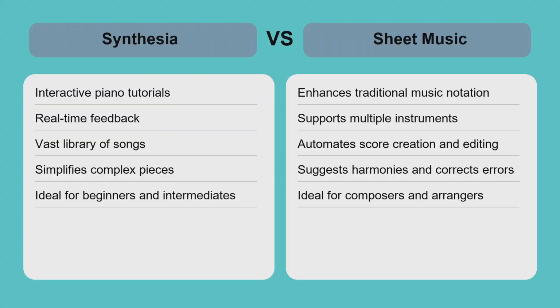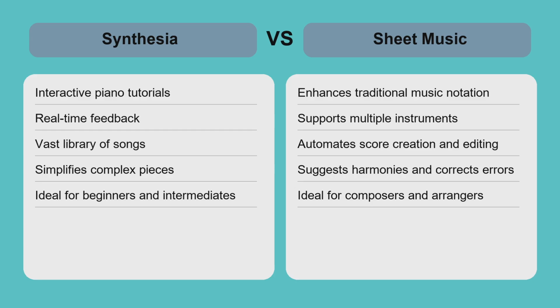Synthesia excels in teaching piano through interactive visuals, perfect for learners who want to play quickly without reading traditional scores. It trades detailed music theory for accessibility and real-time practice. Sheet music AI tools, on the other hand, prioritize notation accuracy and compositional depth, ideal for professionals needing precise scores and AI-assisted creativity. In a real-world scenario, a beginner pianist benefits from Synthesia's hands-on learning, while a composer or arranger gains more from sheet music AI's notation features.